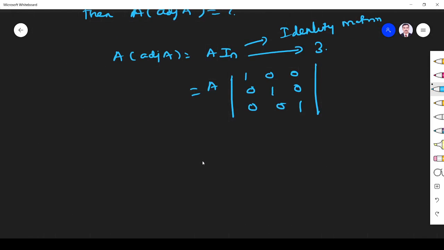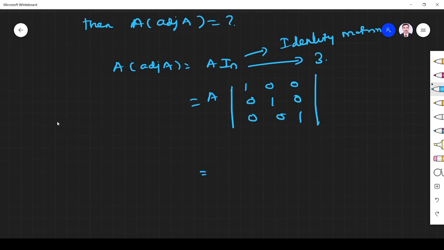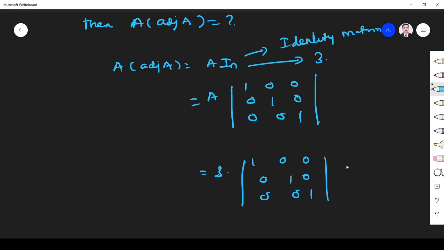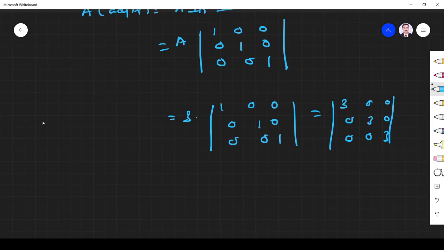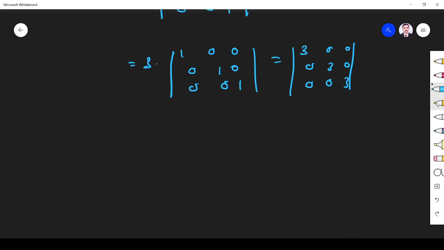So what will happen? They have given determinant A, it is 3. So 3 into the identity matrix 1 0 0, 0 1 0, 0 0 1. So the answer is 3 0 0, 0 3 0, 0 0 3. This is another thing we have to remember.